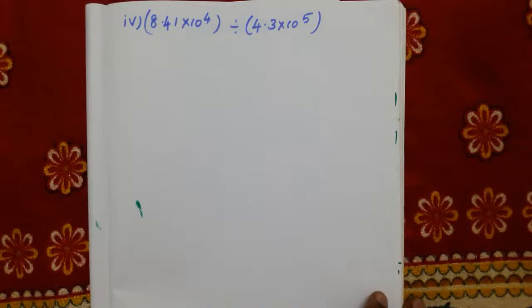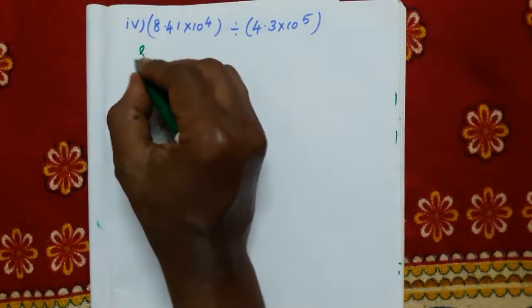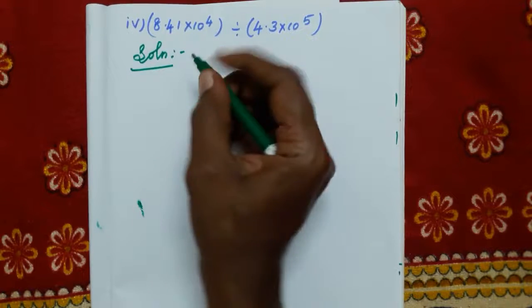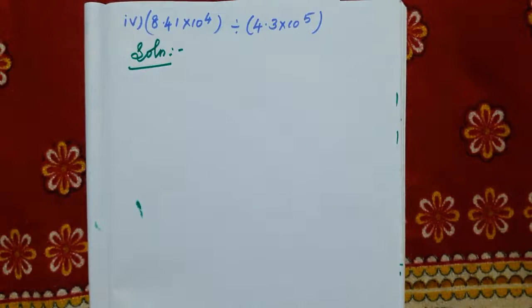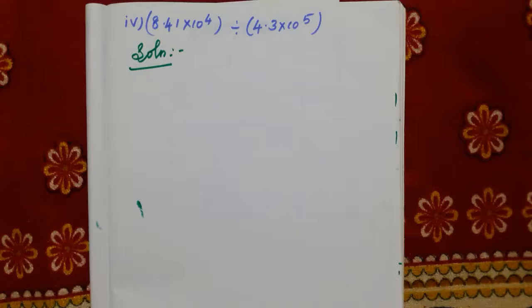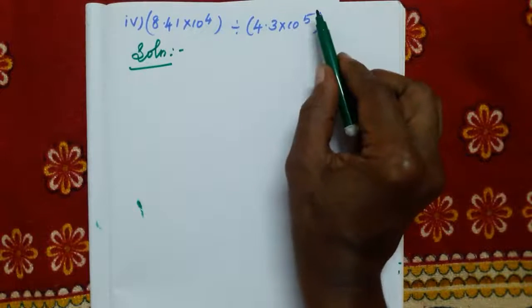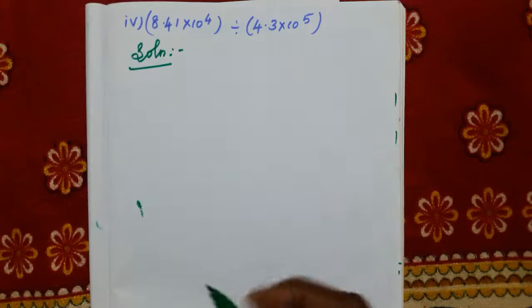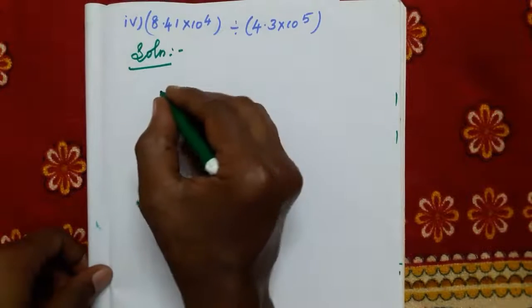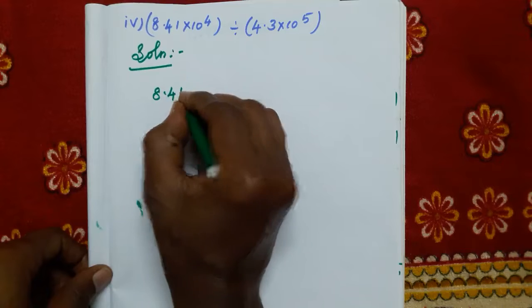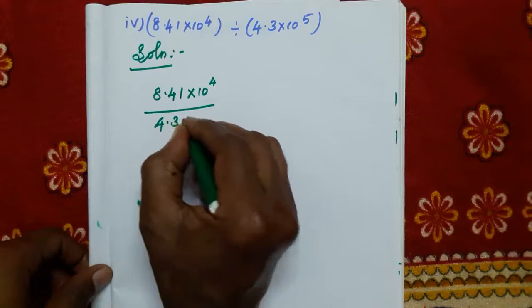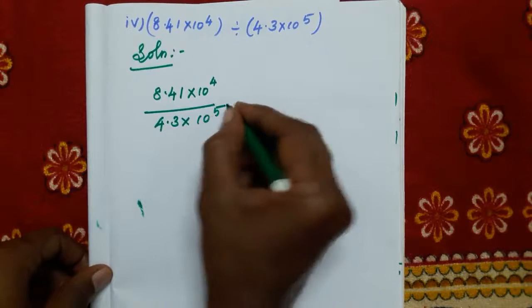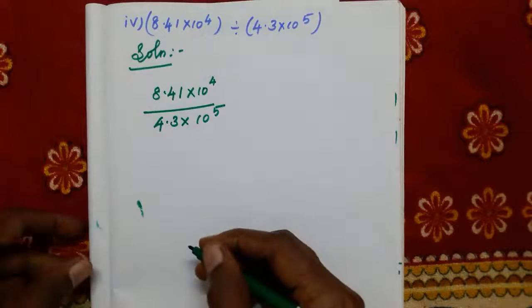Next exercise 2.9, fifth one, fourth problem. 8.41 into 10 power 4 divided by 4.3 into 10 power 5. Here also the indices are not equal. If they are not equal also, we can divide. What we want to do first?